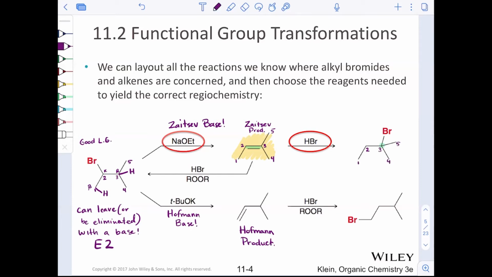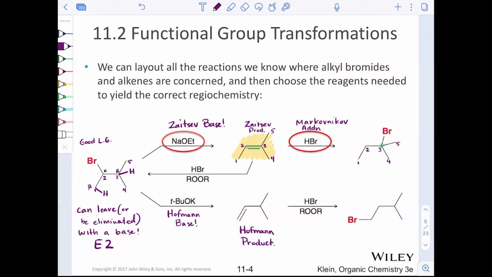Now, how do we put a halogen on carbon 3? Through the Markovnikov addition of HBr. Markovnikov addition here goes through a carbocation intermediate where the H gets added to carbon 2, the carbocation gets placed on the more substituted carbon 3 to be more stable. And then Br minus can come and finish the addition, all right?